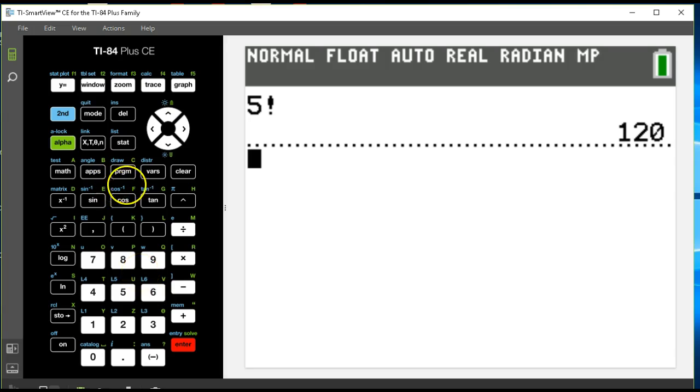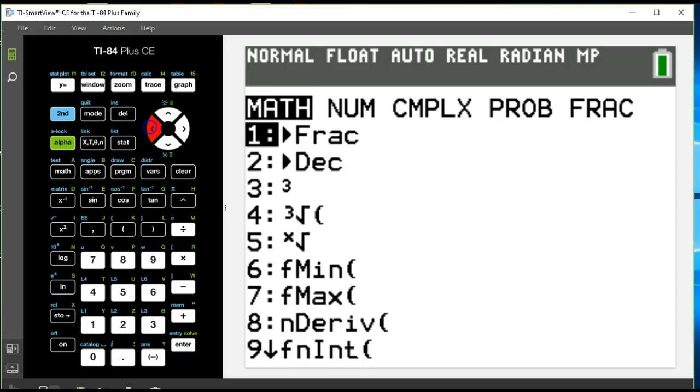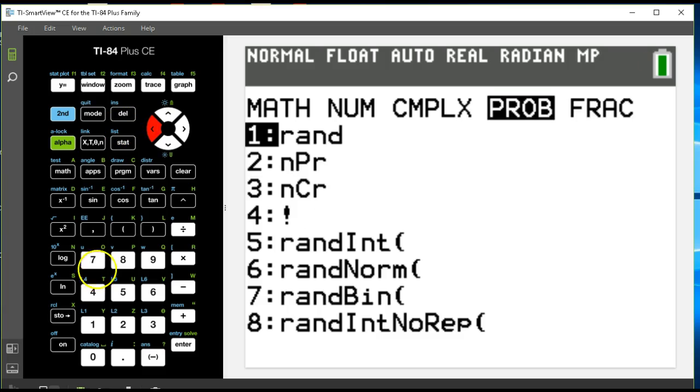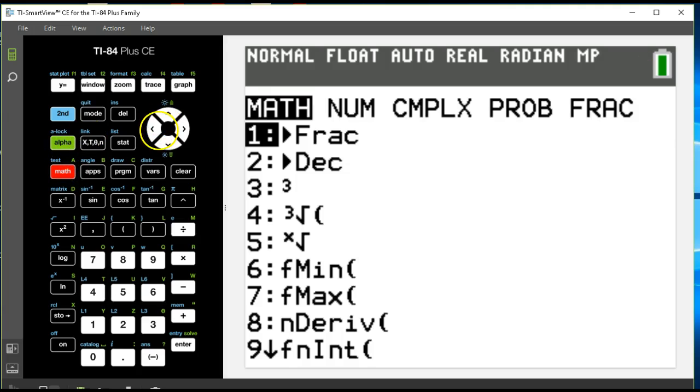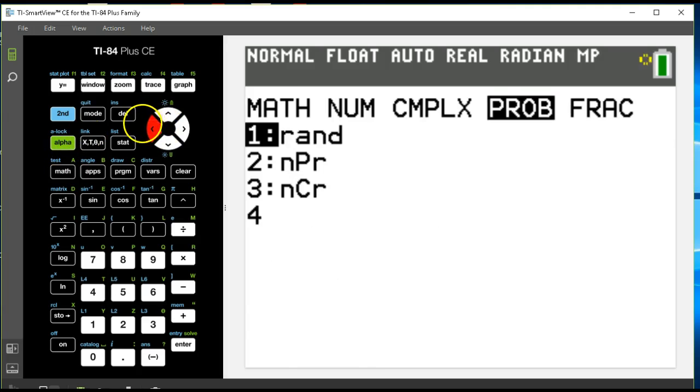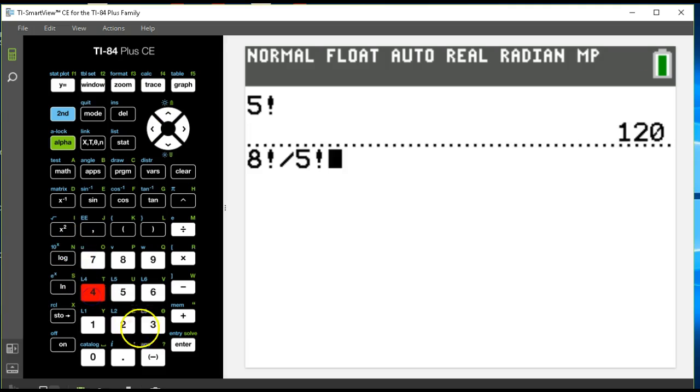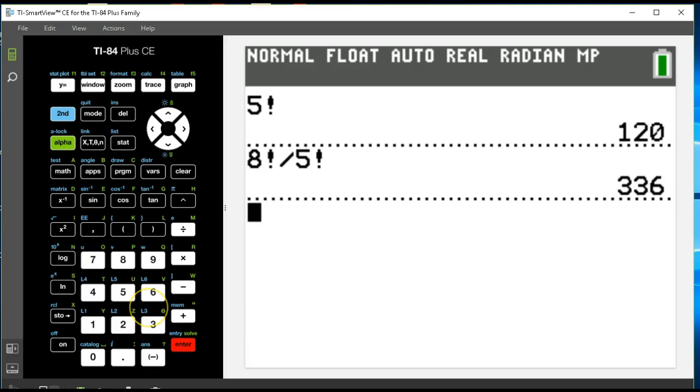The second problem we had was 8 factorial, so I'm going to do that one as well. 8 factorial divided by 5 factorial. And we should see our 336. And that concludes this video.